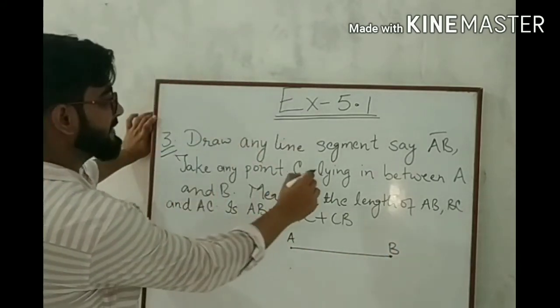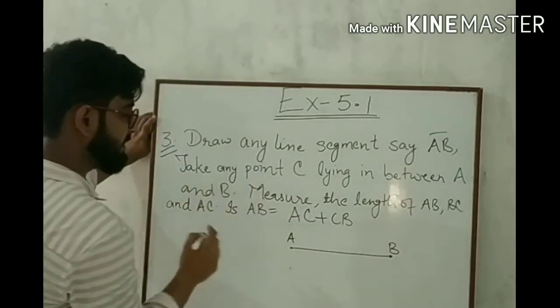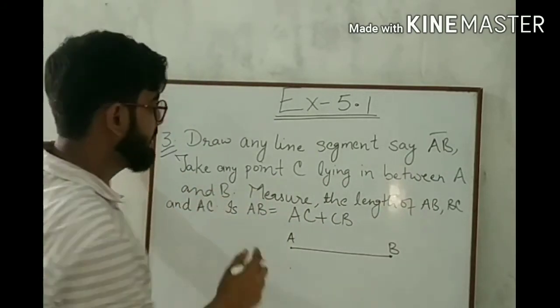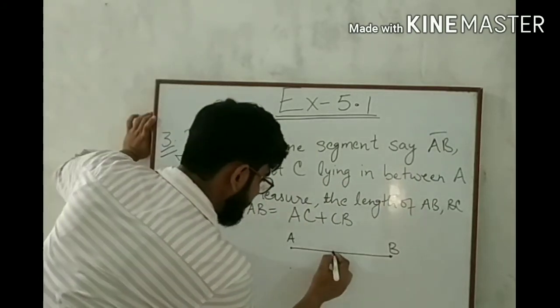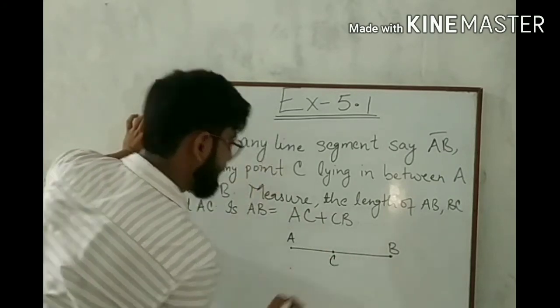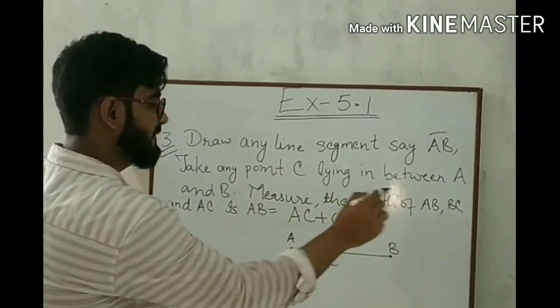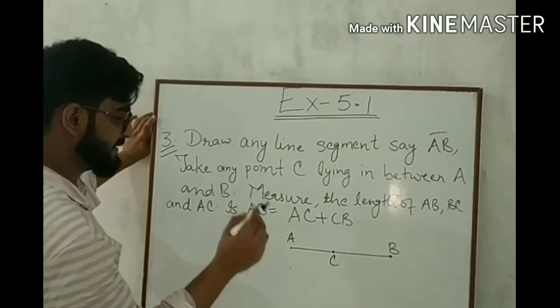Now take any point C lying in between A and B. We have to take a point C which is lying between A and B. Suppose we take point C here. Now we have to measure the length of AB, BC and AC.